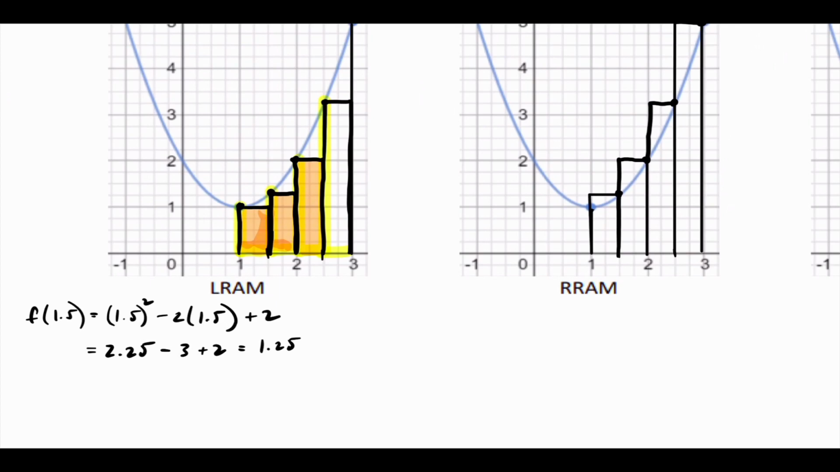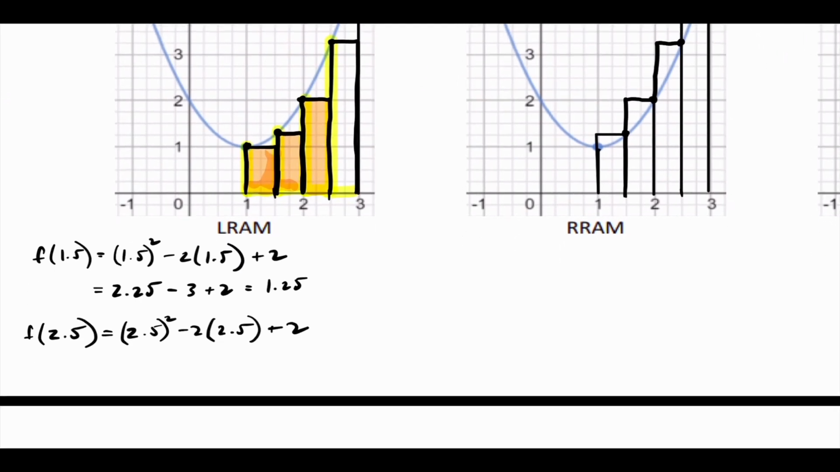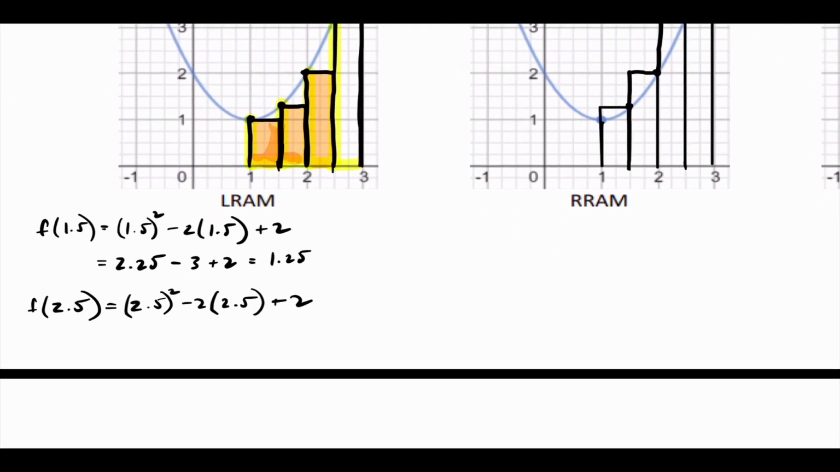It looks like 2.5 is 3.25. It looks like it's 3.25 again. I'm going to check it just to be sure. Okay? So I'm going to go f of 2.5. 2.5 squared minus 2 times 2.5 plus 2. So I'm just using the same equation I used before. Instead, I'm plugging in 2.5.